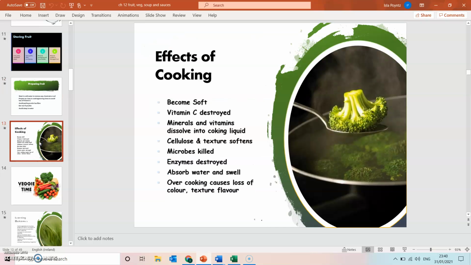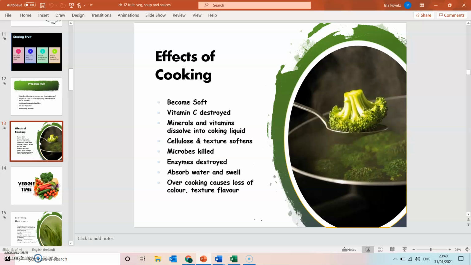Now the effects of cooking. So just imagine and think about when I cook fruits, and a lot of these points will apply to vegetables as well. When I cook them, what are the differences? What are the changes that I make? Well, they become softer and easier to digest. Vitamin C is destroyed because it's water soluble. Minerals and vitamins dissolve in the cooking liquid, so try and use that for soups and sauces and gravies.